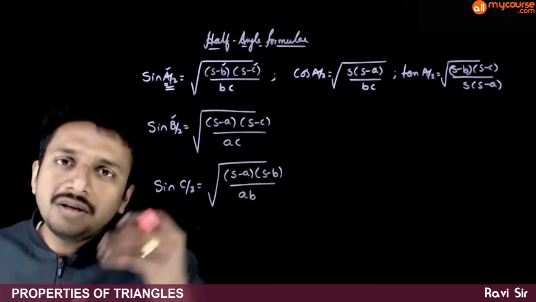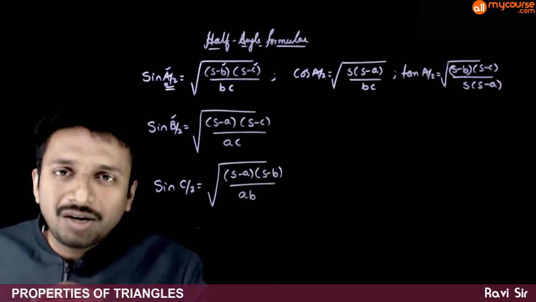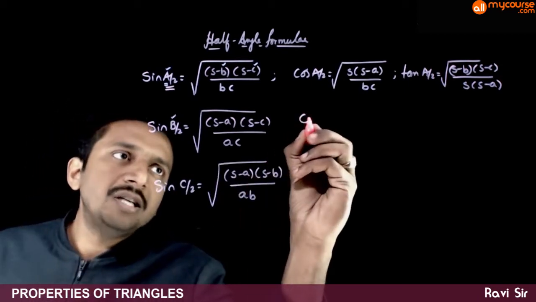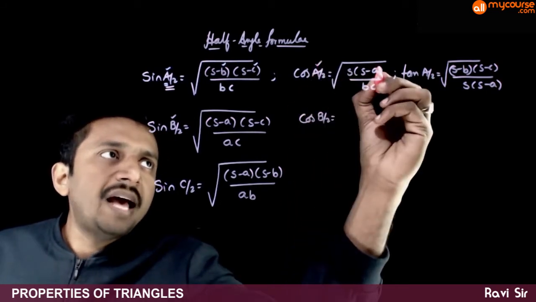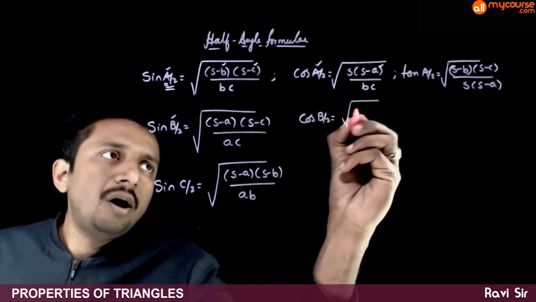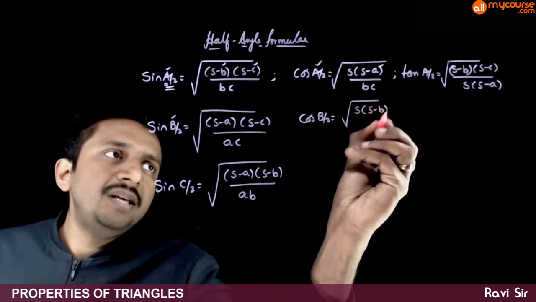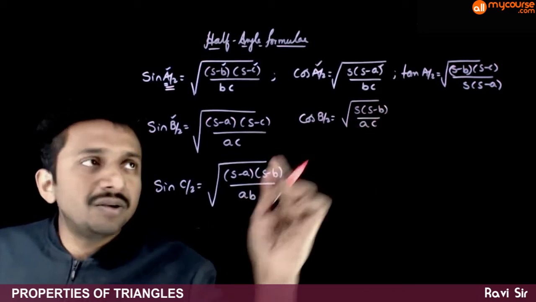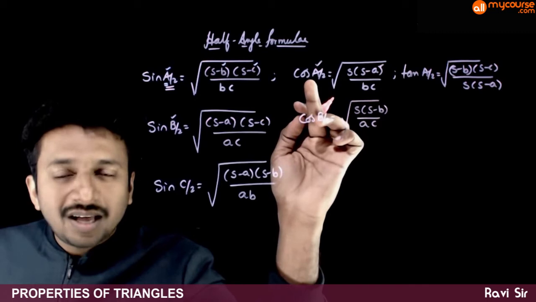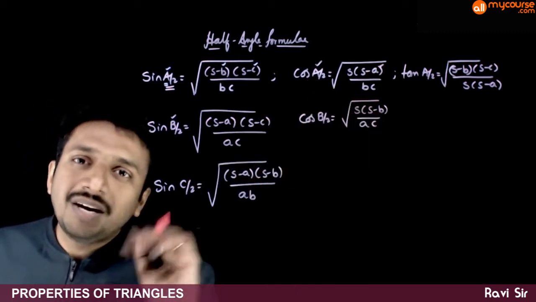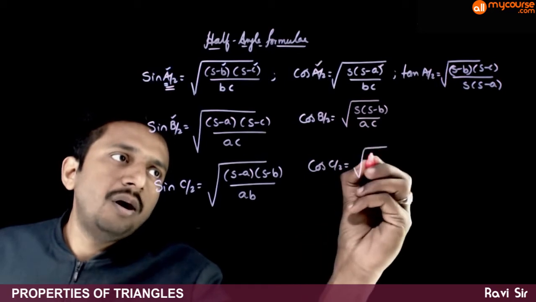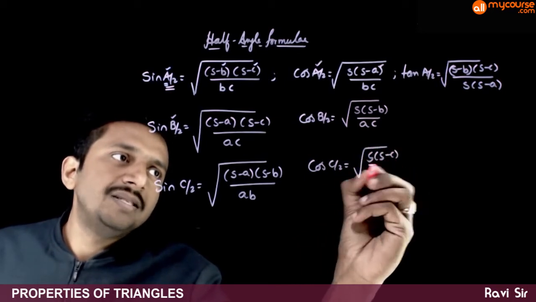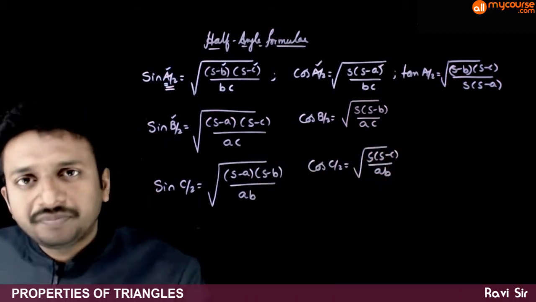The derivation looks very similar, and you can try to do the derivations. Similarly, cos B by 2 is nothing but root of s into s minus b by ac. So in the denominator, whatever angle is used, the corresponding side will not come. So what is cos C by 2? It's nothing but root of s times s minus c by ab.